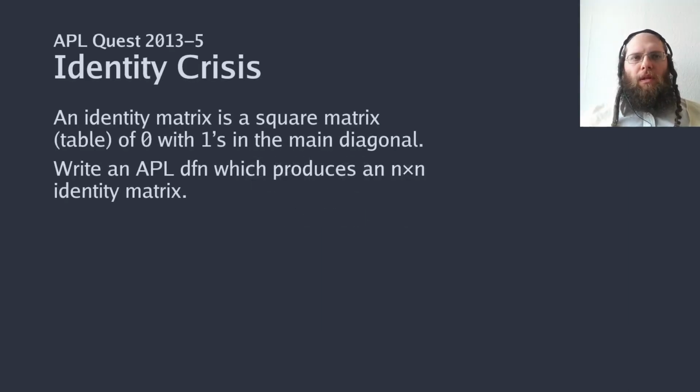Today's quest is generating an identity matrix of order n. Very simple task, but a lot of interesting ways we can do this. Let's get started with some serious solutions and then look at some more fun, innovative solutions after that.